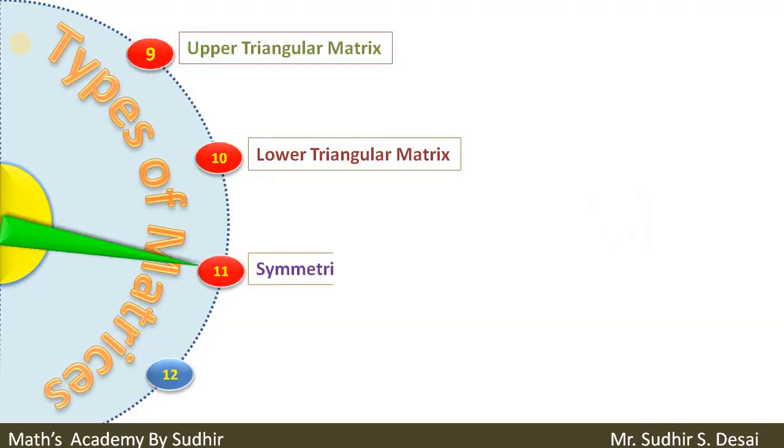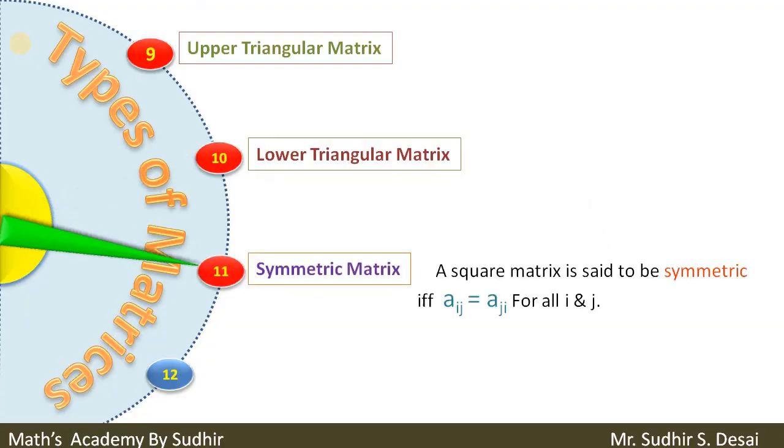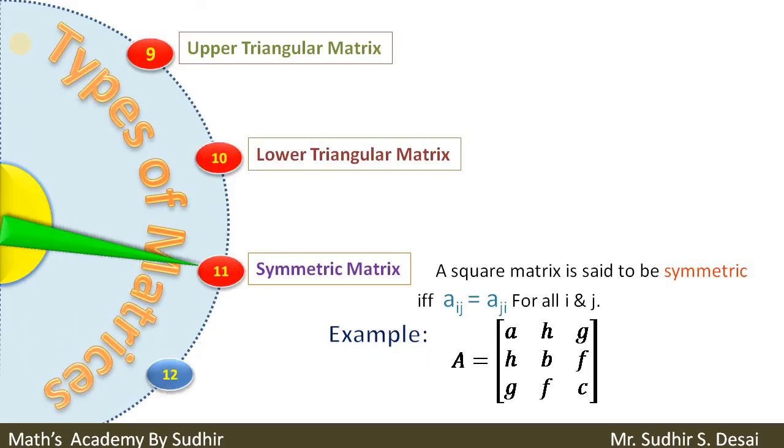Next type, symmetric matrix. This is very important. Again, a square matrix. When a matrix is said to be square, number of rows is equal to number of columns. A square matrix is said to be symmetric if and only if Aij is equal to Aji for all i and j. i is for number of rows, j is for number of columns. So let's check the example. This is a famous example. Now this matrix is of order 3 by 3, so rows equal columns. So this is a square matrix.